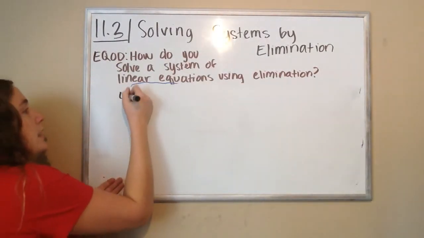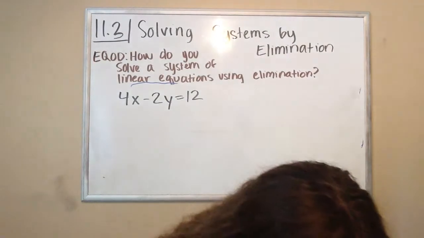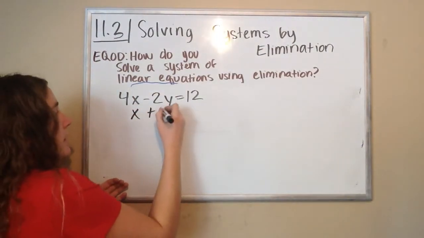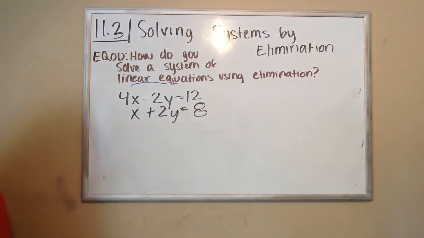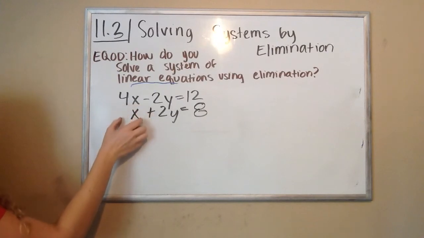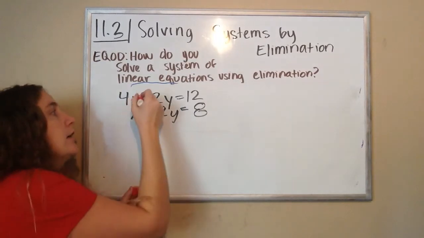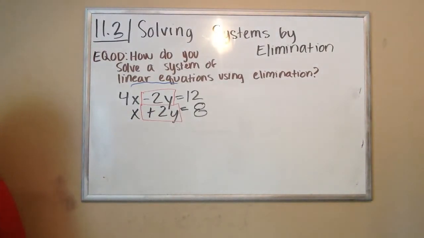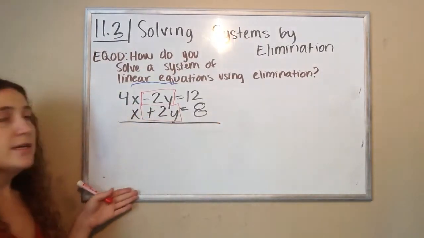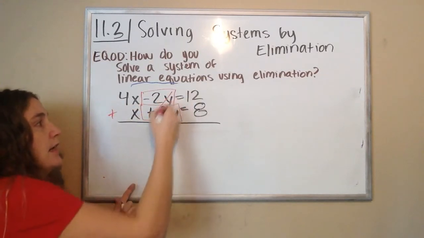4x minus 2y equals 12. And we don't know if we're going to be adding or subtracting yet, so we'll see in just a second. x plus 2y equals 8. Okay, so you have to look to see if your x's are opposites. They're not. 4 and 1, those are not opposites. But if we look here, we've got a negative 2y and a positive 2y. Those are opposites. If we added those together, those would cancel out or add to 0. So what we do is we say, all right, the y's we're gonna add, and that's gonna get our y's to cancel out.